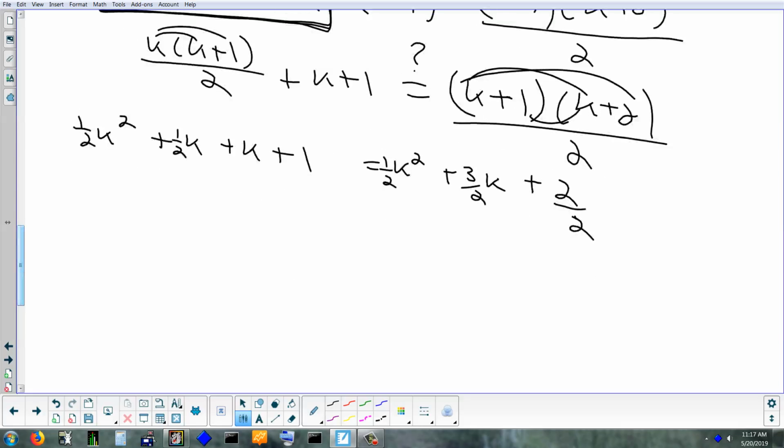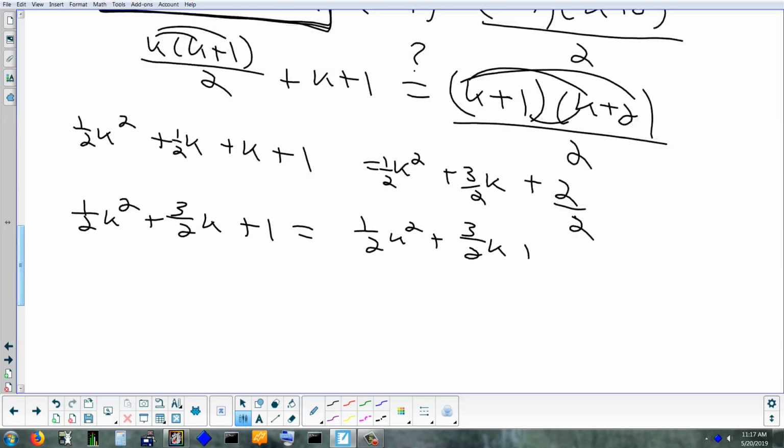Okay. So let's finish combining like terms here. Anything to combine with the 1/2 k squared? No. How about 1/2 k and 1k? What does that give me? 3/2 k, or if you write it as a fraction, plus 1. So that's the left. And now look at the right. 1/2 k squared plus 3/2 k plus 1.